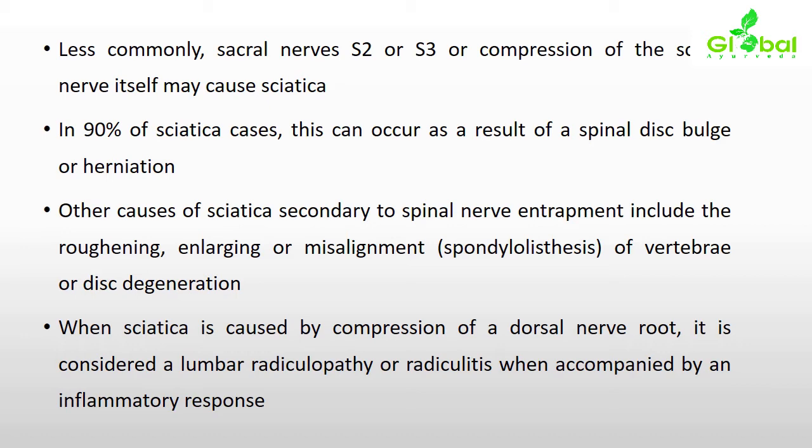Other causes of sciatica secondary to spinal nerve entrapment include the roughening, enlarging, or misalignment of vertebrae, like a spondylolisthesis condition, or disc degeneration. So, some other rarer causes, apart from disc herniation and spinal disc bulge, are vertebral degeneration or disc degeneration, or misalignment of the vertebrae along with roughening and enlargement of the spine, like spondylolisthesis. These are secondary causes for sciatica.